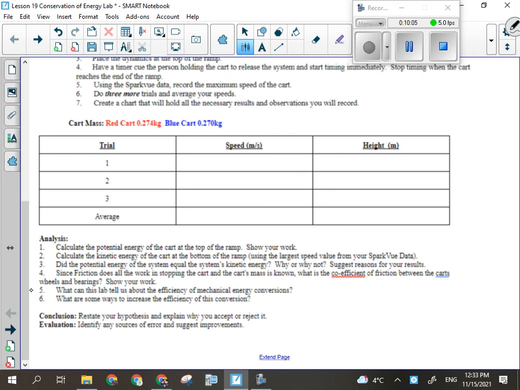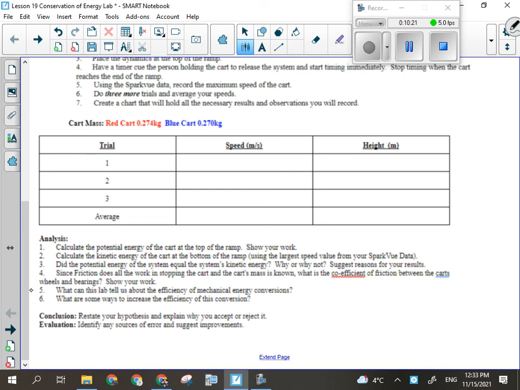So show me your calculation of potential energy. Show me your calculation of kinetic energy, using the average value. And then talk in number 3, were they equal? Why or why not? Suggest reasons.